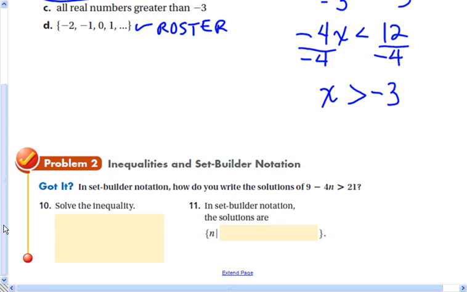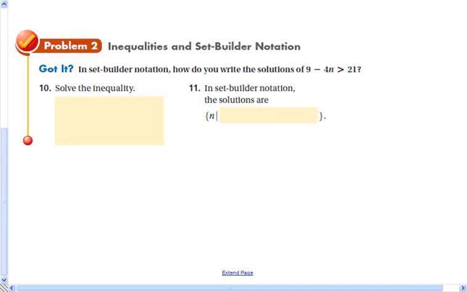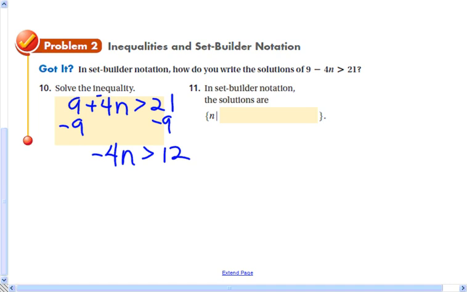Let's solve this inequality first. 9 minus 4n is greater than 21. I'm going to change that subtraction to adding negative using the definition of subtraction. I'm going to take away 9 from both sides using the subtraction property of inequalities. And I get negative 4n is greater than 12. Then I'm going to divide both sides by negative 4. And I get n is less than, have to reverse the sign there because I divided by negative, negative 3.